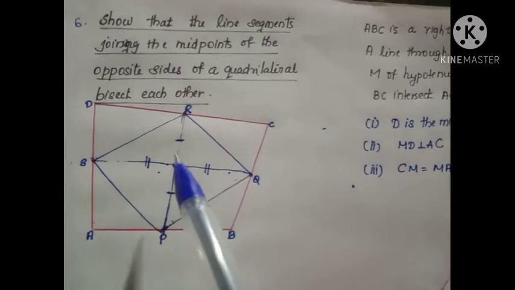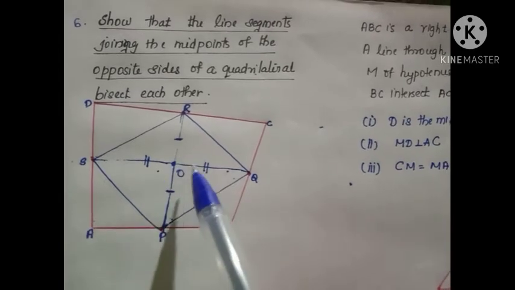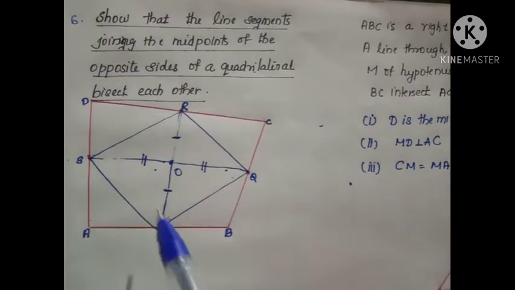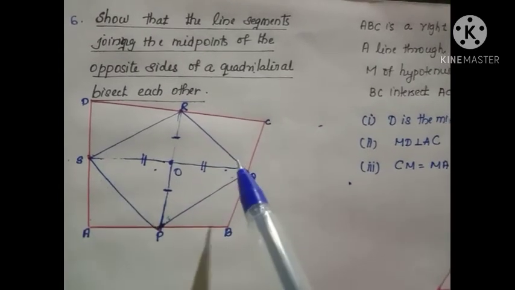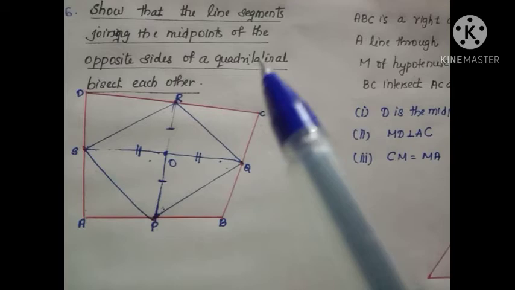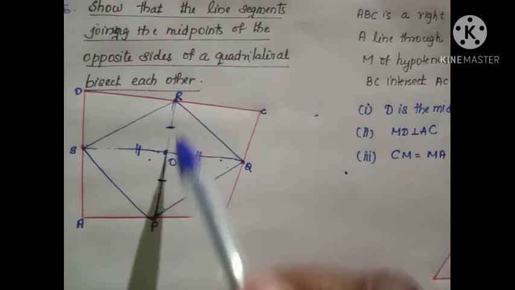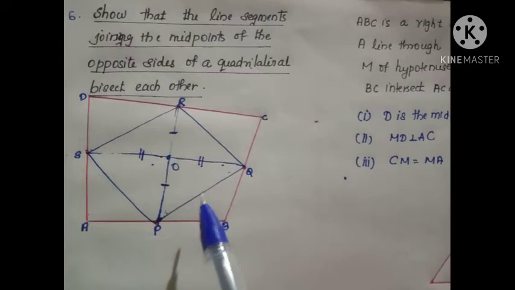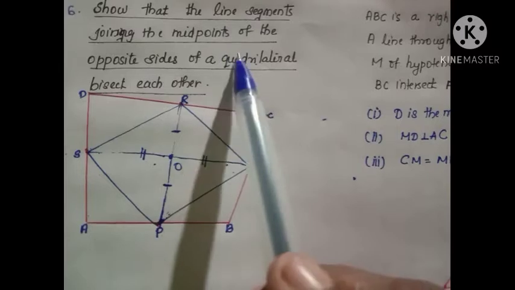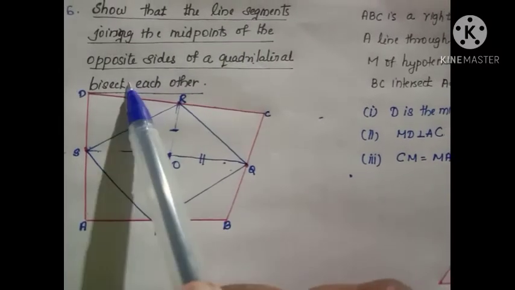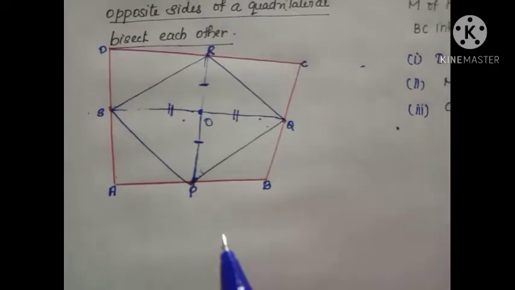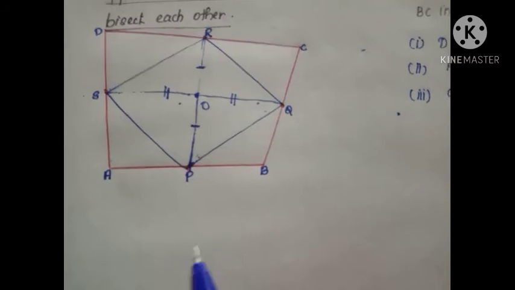Now listen, to prove these diagonals bisect each other, it is enough to prove that PQRS is a parallelogram. Is that clear? Because if we prove PQRS is a parallelogram, then by the theorem we can say that these diagonals bisect each other. So this is the method to prove that the line segments joining midpoints of opposite sides of a quadrilateral bisect each other. Okay, let's see how to prove PQRS is a parallelogram.